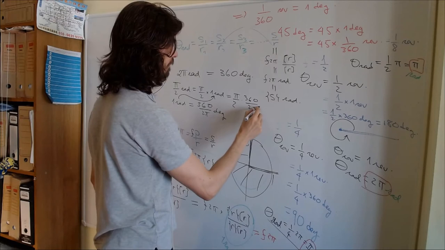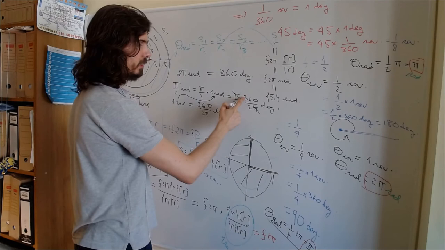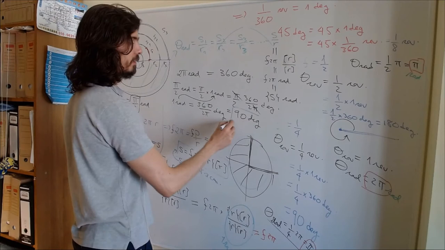Okay, so the pi goes away. You have 360 divided by 2, 180. 180 divided by 2, it's 90 degrees. So you have 90 degrees corresponding to pi over 2 rad. Okay?